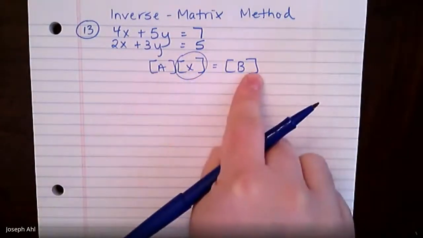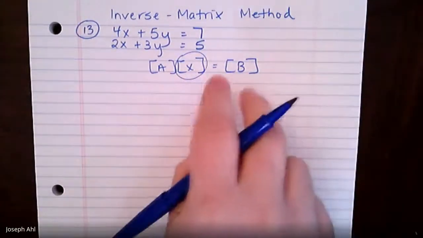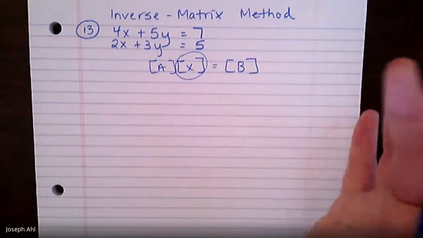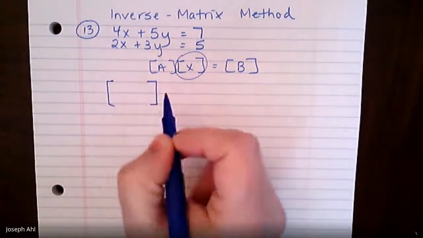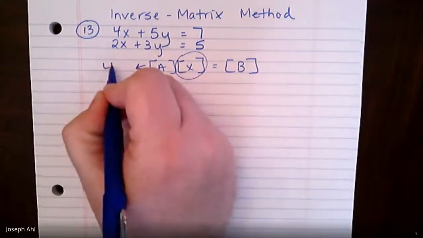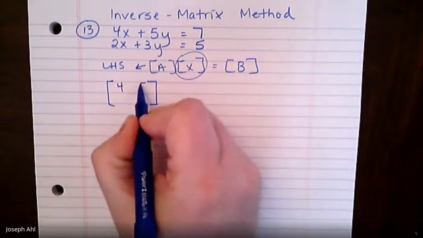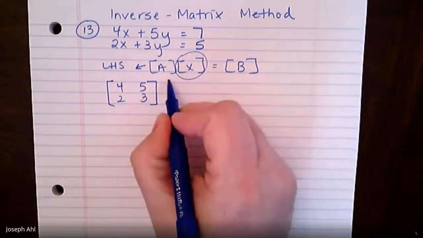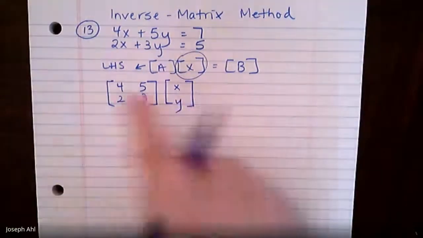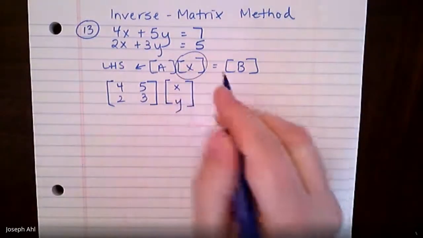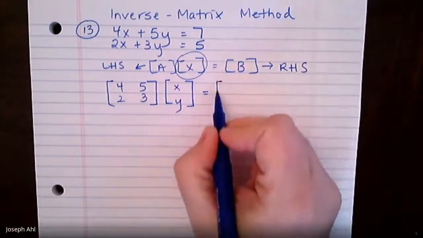Remember that these are all matrices. We don't have a process that allows us to divide matrices. But we do have a process for multiplying matrices. So we'll get to that part in a sec. But if I do matrix A, what is matrix A? It's the coefficients of the left-hand side of the equations. So that's going to be 4, 5 and 2, 3. Matrix X is going to be the variables that we're solving for, x and y. And then matrix B is what's on the right-hand side of the equations, which are 7 and 5.